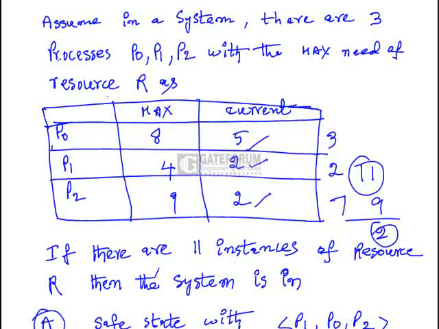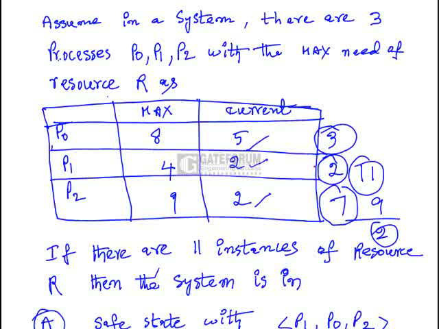is 7 instances. So the available resources are neither sufficient for P0 nor sufficient for P2, because the still need is more than the available resources. So those are sufficient for P1 first. So first you have to execute P1.